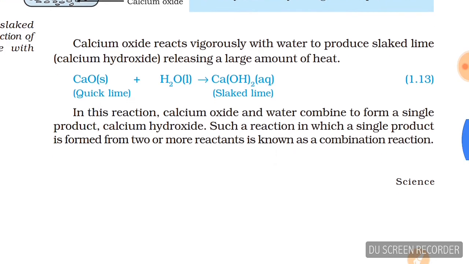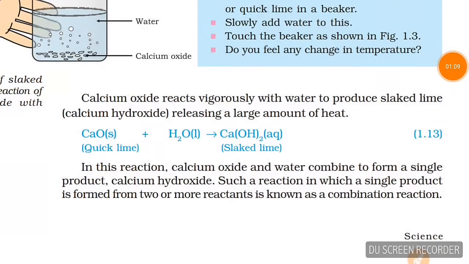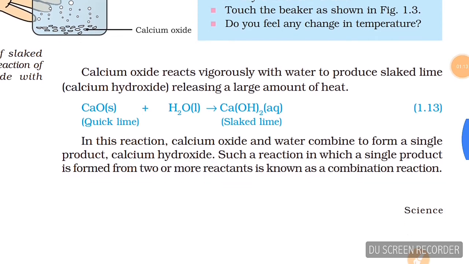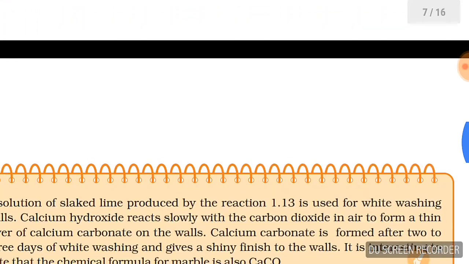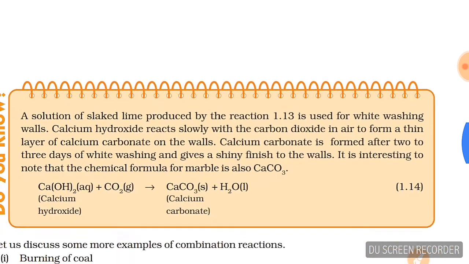It reacts with carbon dioxide. ये कार्बन डाइऑक्साइड के साथ रिएक्ट कर लेता है और हमारा क्या बना देता है? और हमारा बना देता है कैल्शियम कार्बोनेट. ओके, सो we will proceed. The same thing is written in this box which is mentioned here.